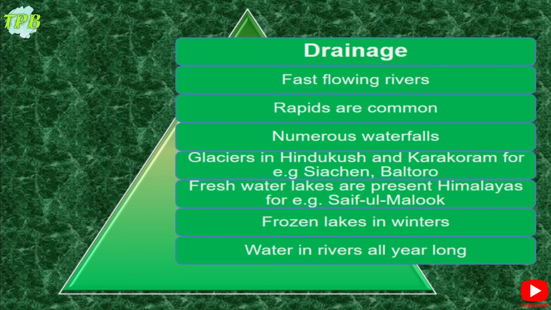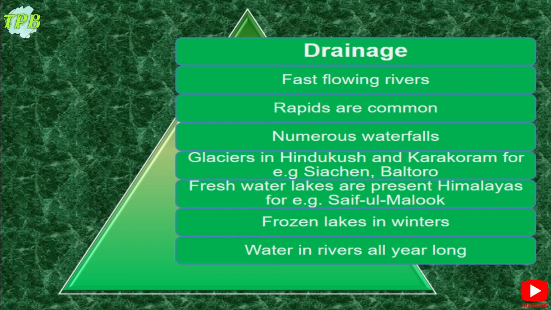Now let's have a look at the drainage of the northern mountains. The rivers here flow fast. Rapids are common. Rapids are shallow rivers which have a very rocky base. Their speed is really high. There are numerous waterfalls. However, you don't have to name any waterfall in this case.